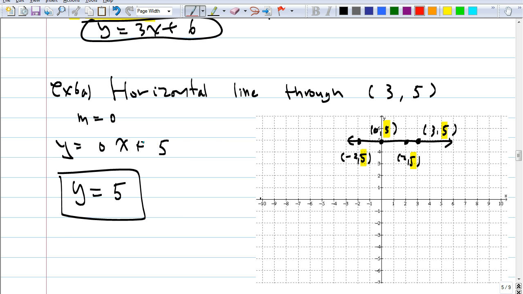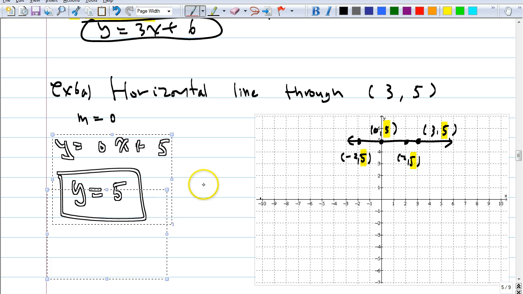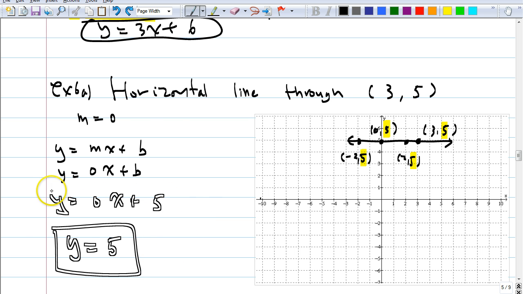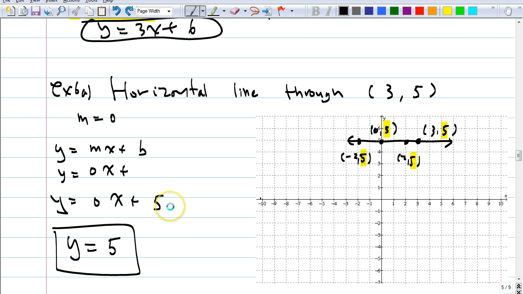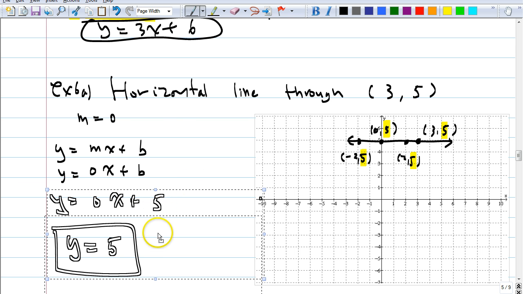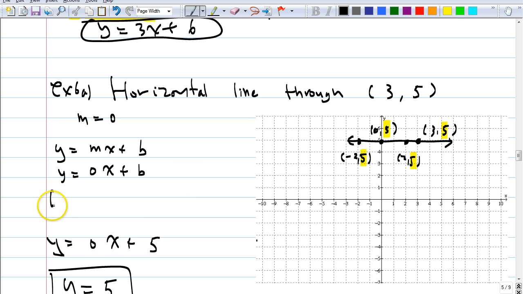So what Melissa did was, since she knew that the slope was 0, because it's a horizontal line, she plugged in y equals mx plus b, so y equals 0x plus b. Now, in terms of y, what do we plug in? What are the ordered pairs you're going to use? 3, 5, right? So we plug in 5 here equals 0 times 3 plus b. What's 0 times 3, guys? So b equals 5.